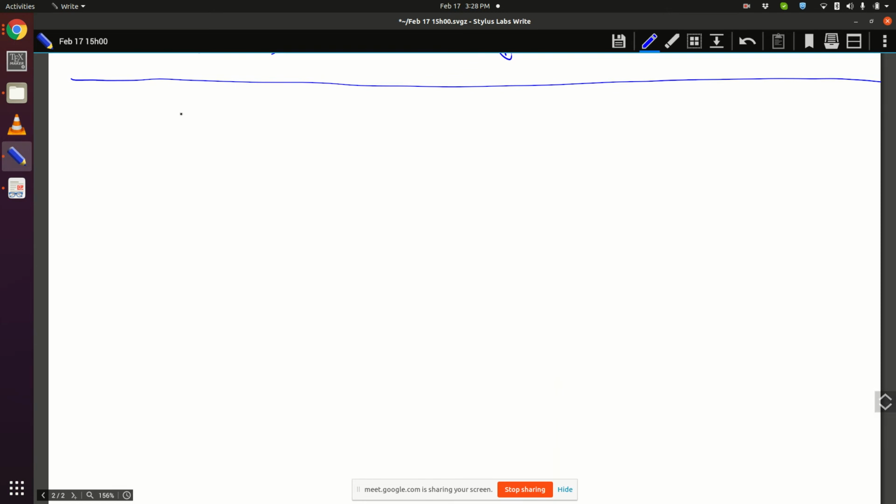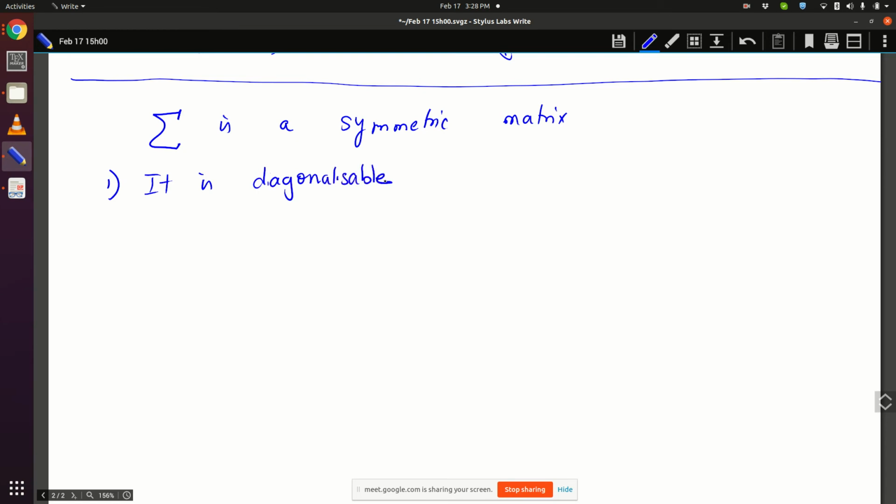So sigma is a symmetric matrix. There are a few things that you must know for a symmetric matrix. One of them is that it is diagonalizable. You would have seen this proof sometime, but I will state it without proof. What that means is sigma can be written as PDP inverse.